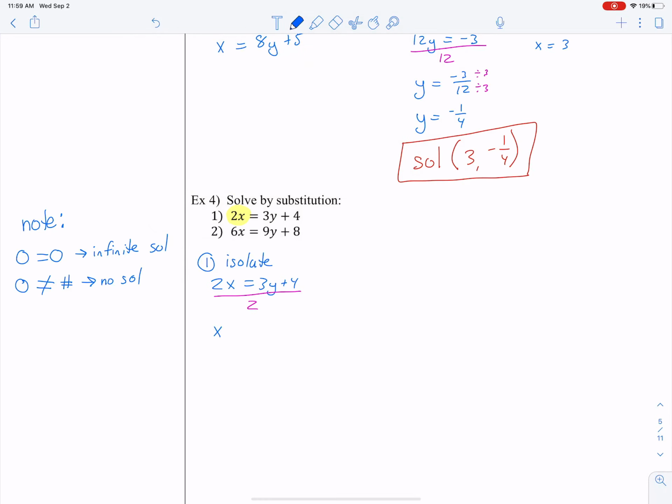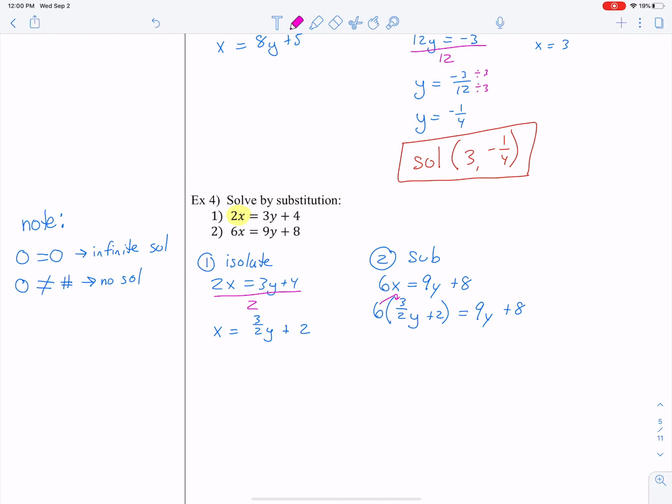So I get x is equal to 3 over 2y plus 2. Okay. Step 2, I'm going to substitute. So I take the non-highlighted one, 6x is equal to 9y plus 8. And then I'm going to put my equation in place of the x. So I get 6, open brackets, 3 over 2y plus 2, close brackets, is equal to 9y plus 8.